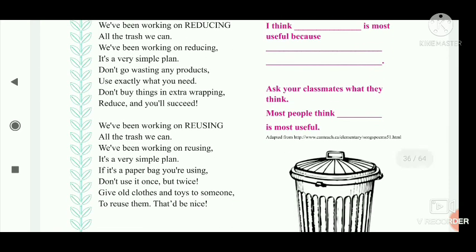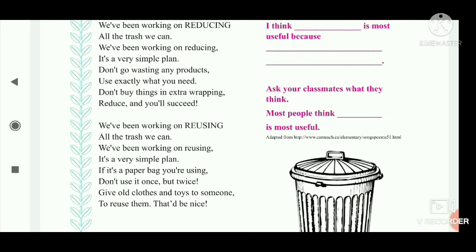We have been working on reusing. All the trash we have been working on reusing. It is a simple plan, that if it's a paper bag you are using, don't use it once but twice. Give old clothes and toys to someone. Do reuse them. That would be nice. What is said in this? It is a simple plan. Example, if you can use one thing, don't use it one time but try to use it more than 3 times.